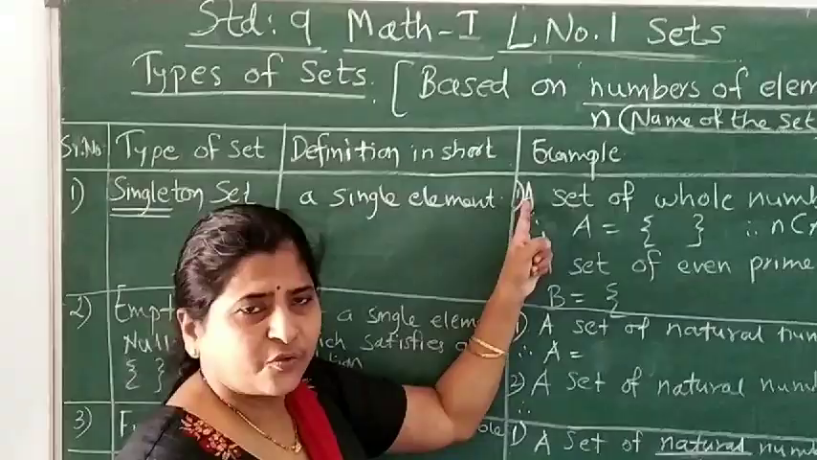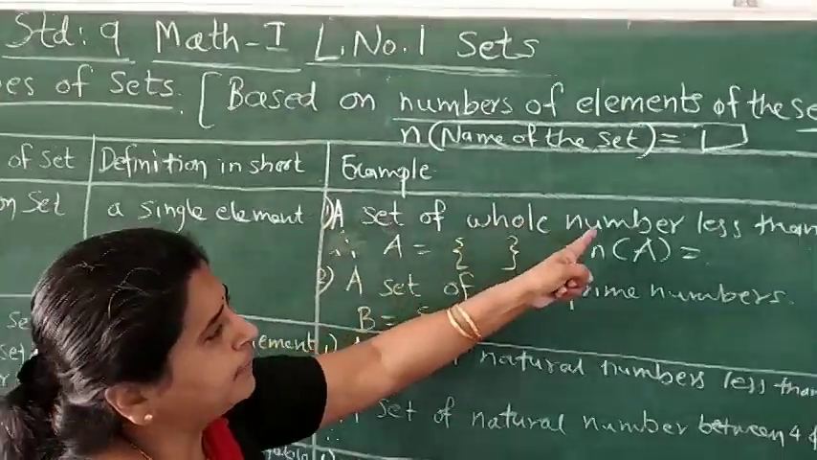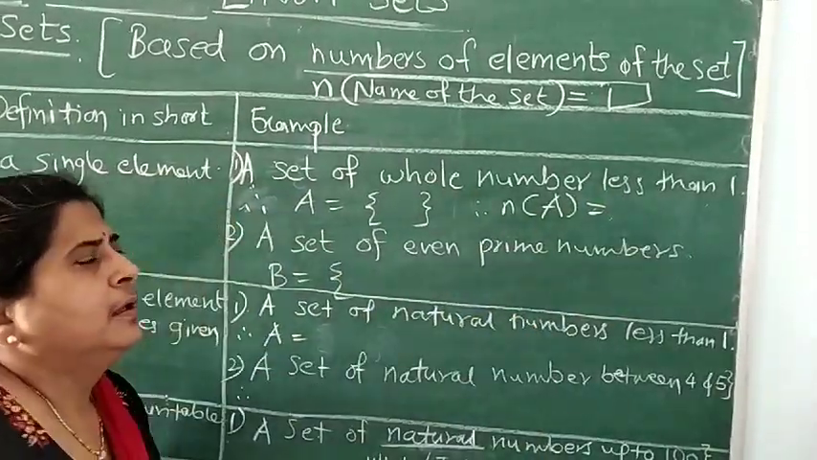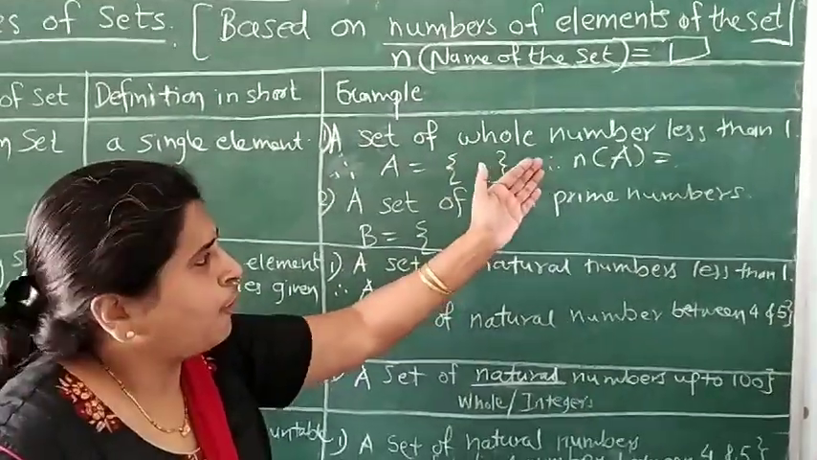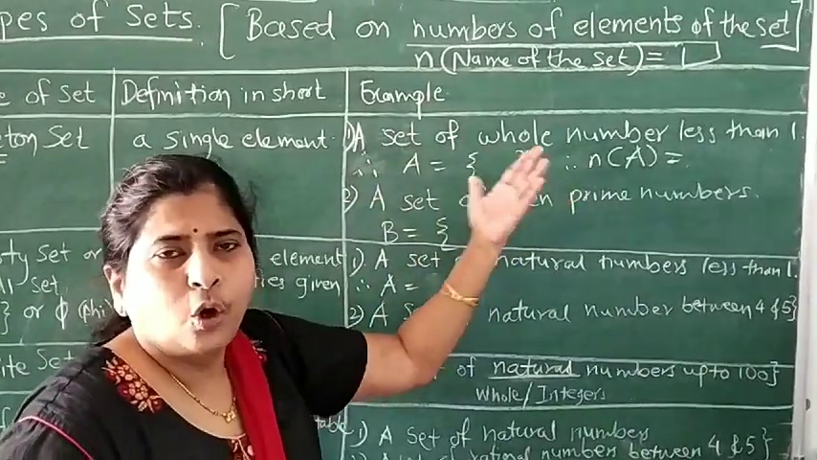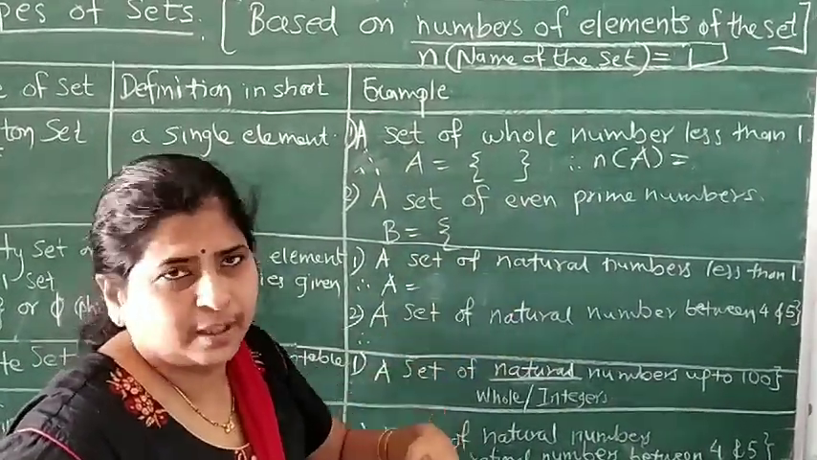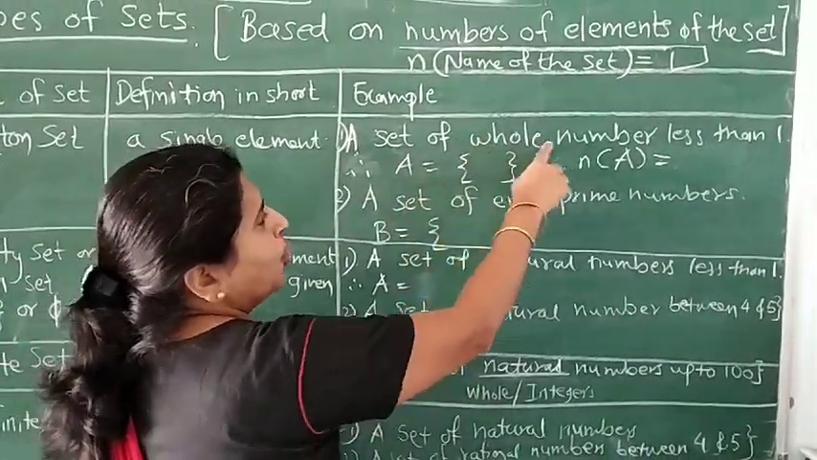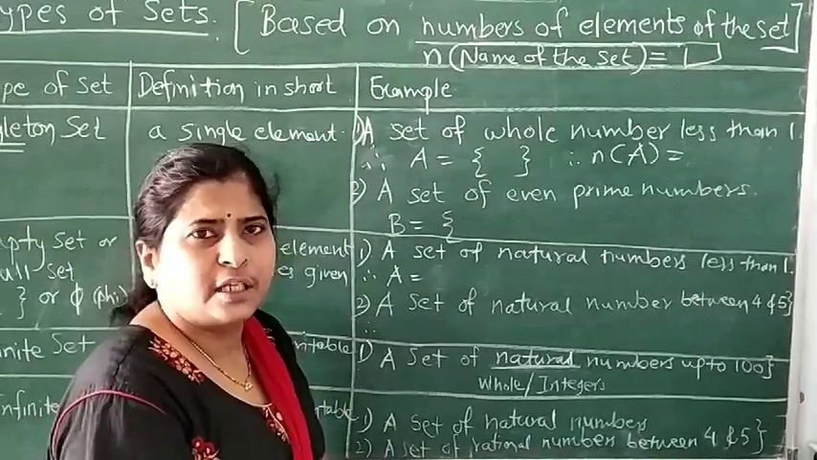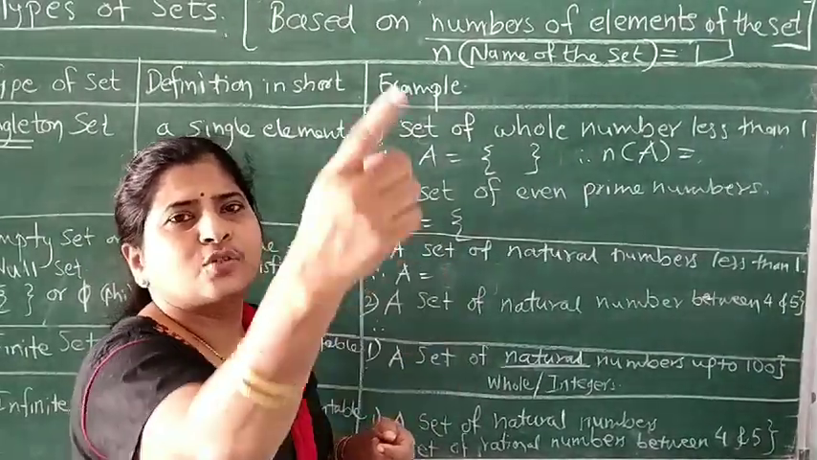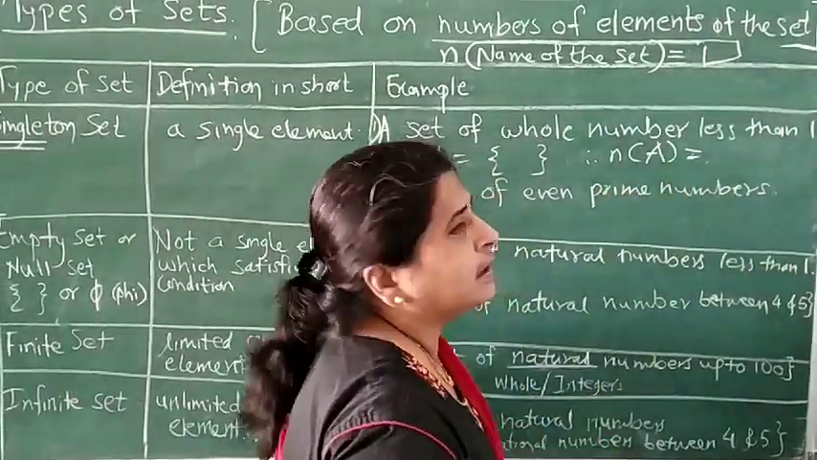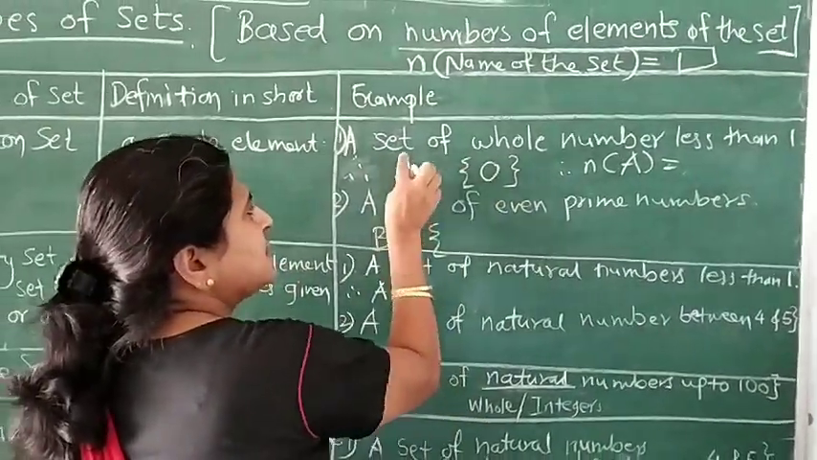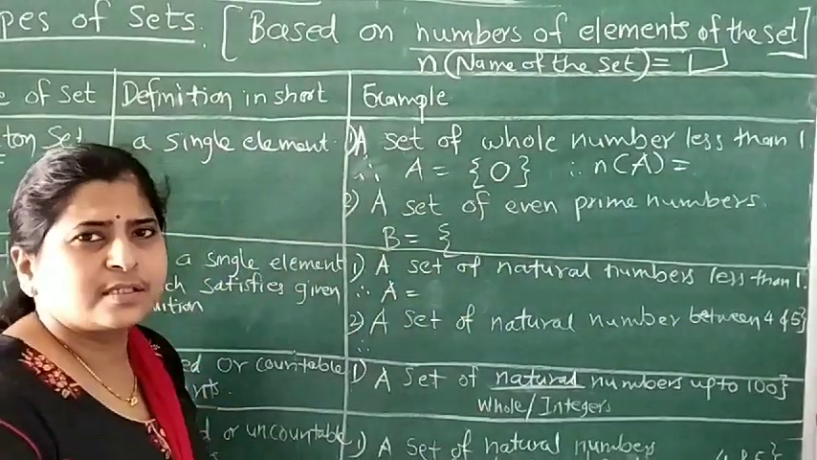Let's see some examples of it. A set of whole numbers less than 1. Whenever a set is given in word form or in rule method, always try to convert it into listing method. So if you want to write this set in listing method, what is set A? Whole numbers start with 0, then 1, 2 and so on, but we want less than 1. So less than 1, there is only one whole number, and that whole number is 0. So this set contains a single element, 0.